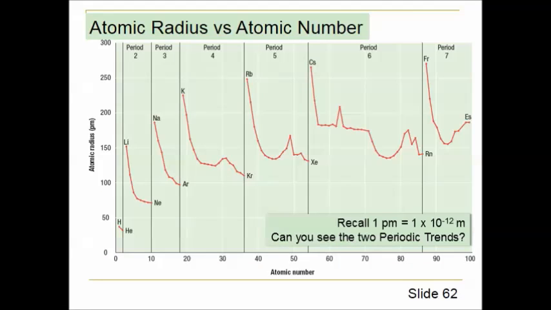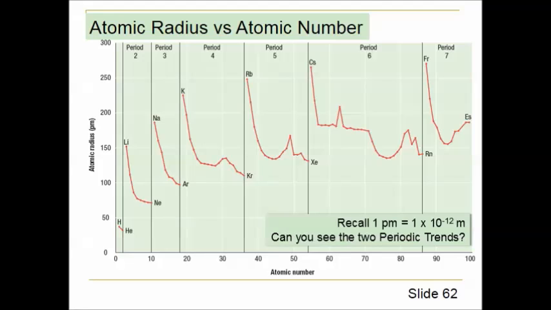Can you see in this graph what we just talked about? See if you can pause the video and see in this graph a graph of atomic radius on the y-axis and atomic number on the x-axis. Can you see that as you go down a group, the radius gets larger, and as you go across a period, the radius gets smaller? Pause the video and see if you can tell that by looking at the graph.